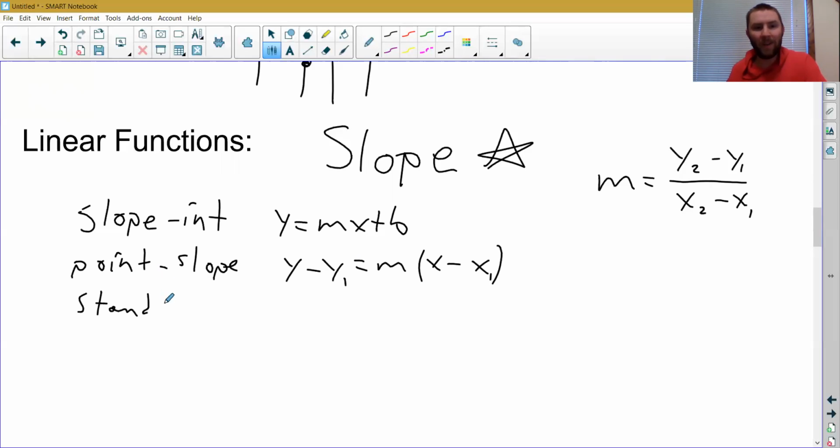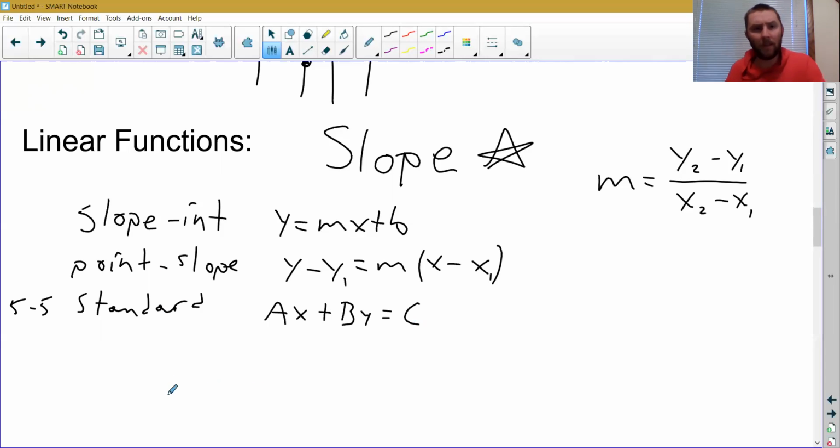Standard form was the one where we didn't involve the slope at all. It's one that we graphed using the intercepts. So you can go back and look at section 5.5 if you want to refresh your memory on that. It was like some number x plus some number y was equal to a number. So it looked something like that.